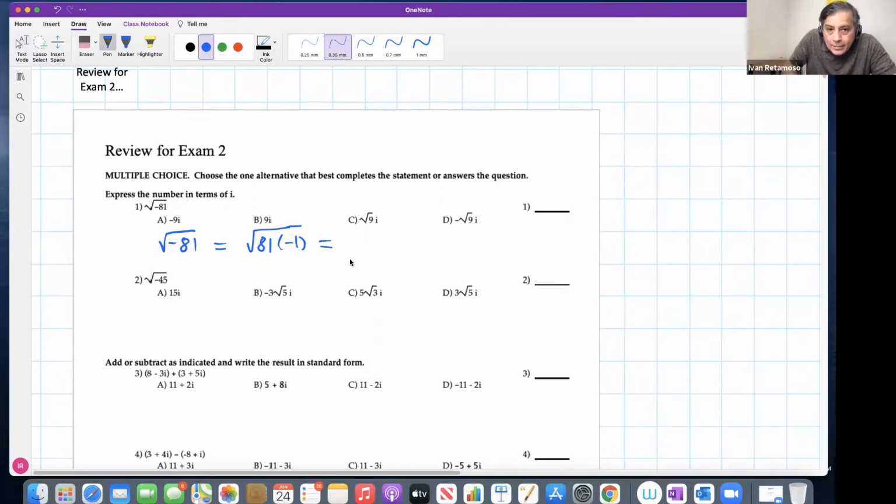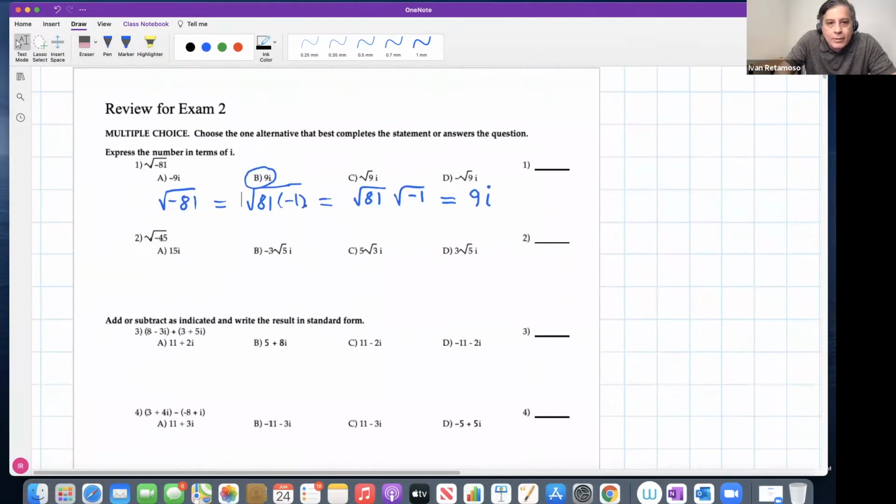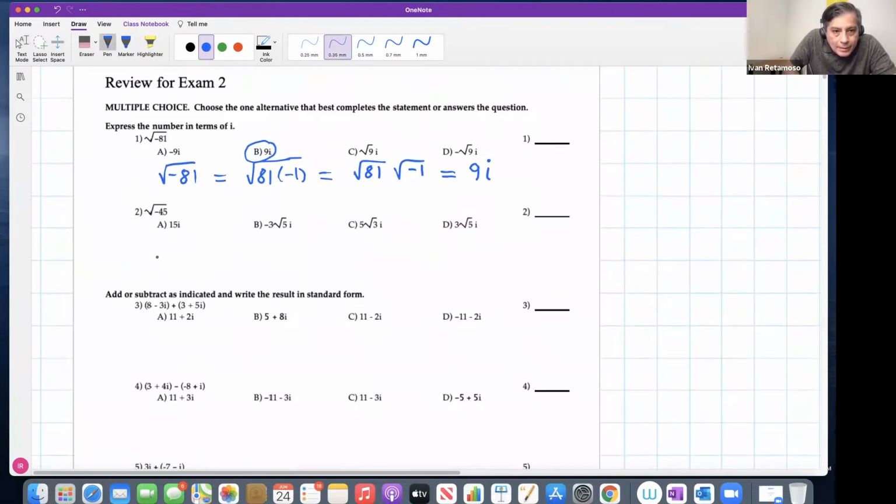All right, so now distribute your square root. And this guy, the square root of 81, is just 9. The square root of negative 1 is the unit imaginary number i, right? Okay, great. So therefore, this is it. Very good.